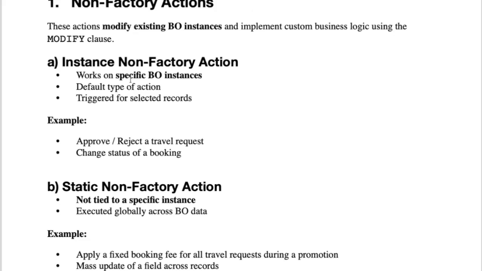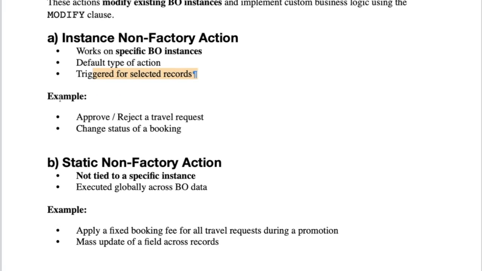So for example, we have multiple instances like travel, booking and booking supplement. So this instance non-factory action will work on a specific instance, for example only on the travel entity. Okay, this is the default action type and a trigger for the selected record. So here we also have examples like approve or reject the travel request or change status of booking. So this is specific to travel entity and this is specific to booking entity.